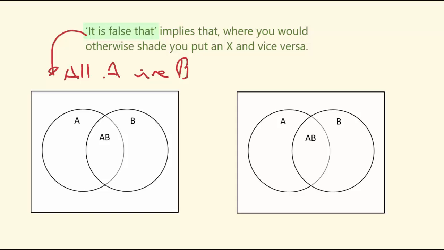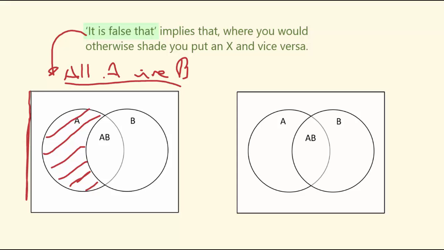So we've already seen that where we would normally shade all A are B is in area 2. All A are B. This gets rid of area 2. And by getting rid of area 2, we would make everything that is in A also B. But what we're actually saying, though, is that this is false.